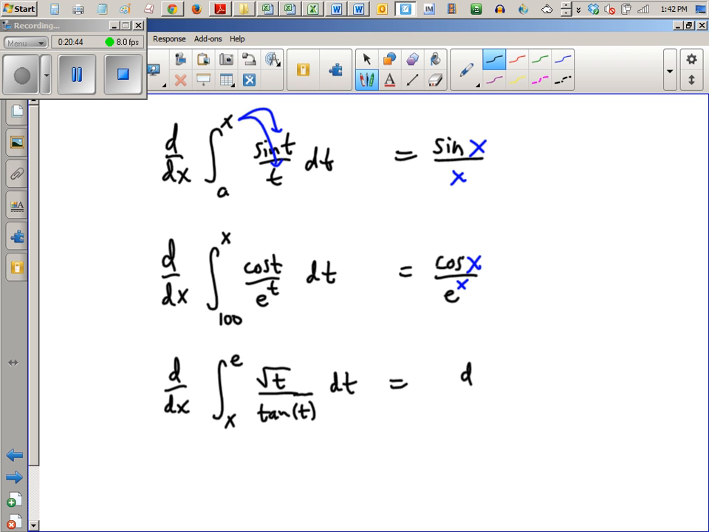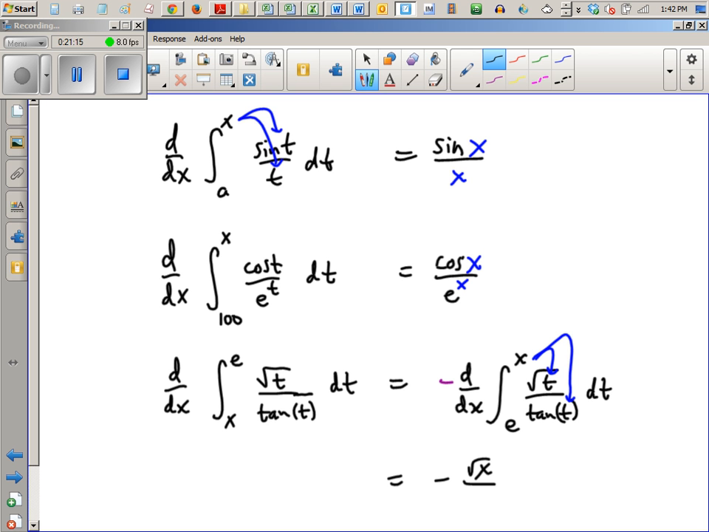Okay, so what's the price you pay for switching the limits of an integral? Putting the e at the bottom and the x at the top, what price do we pay for that? A negative pops up, right? You can just put it in the very front, save it for later. That does not change the integrand at all. Now you're welcome to plug in the x wherever you see a t. So what's my answer to this one? Negative root x over tan x.